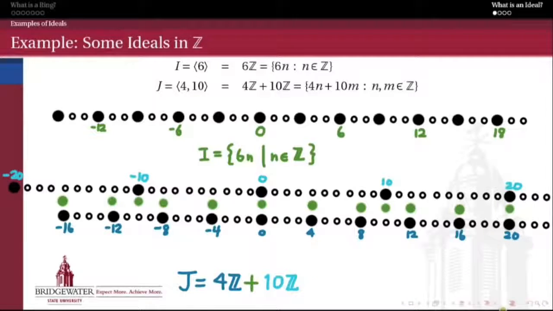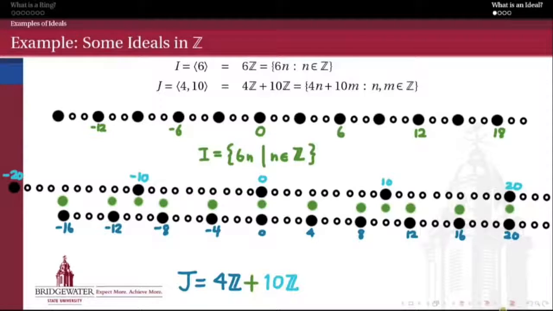What do I get if I take the ideal generated by 4 and the ideal generated by 10 and I add those two as sets? In other words, add every multiple of 4 to every multiple of 10. Do I get an ideal? And if I get an ideal, what ideal do I get? So what does 4z plus 10z look like?